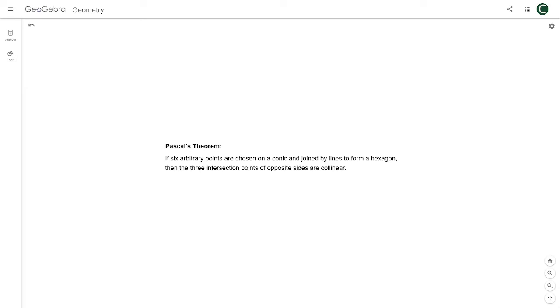We start with Pascal's theorem, which states if 6 arbitrary points are chosen on a conic and joined by lines to form a hexagon, then the 3 intersection points of opposite sides are collinear. The line on which these intersection points lie is known as the Pascal line.